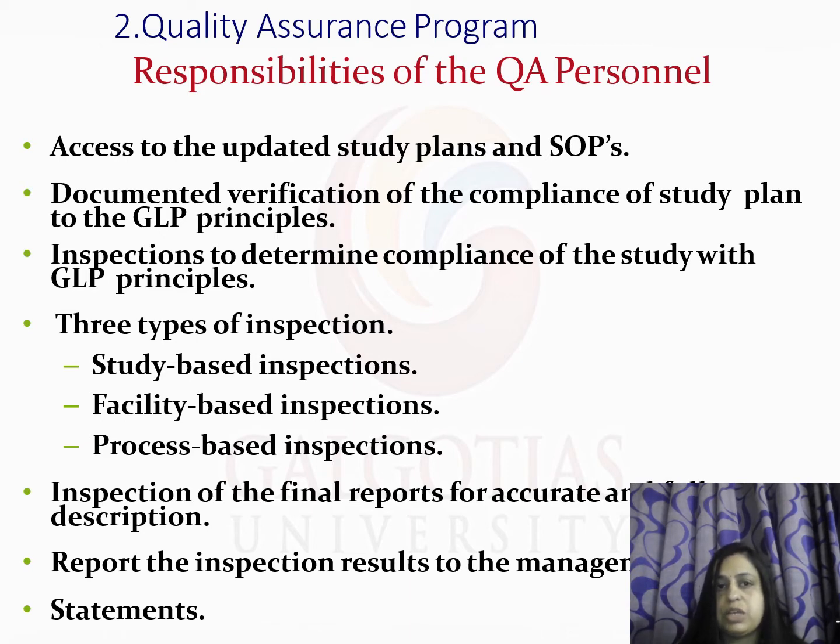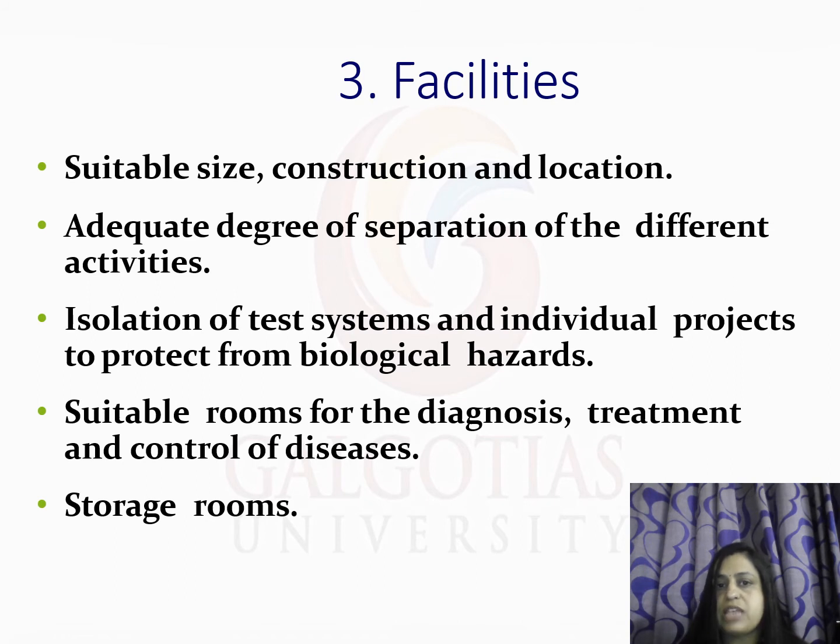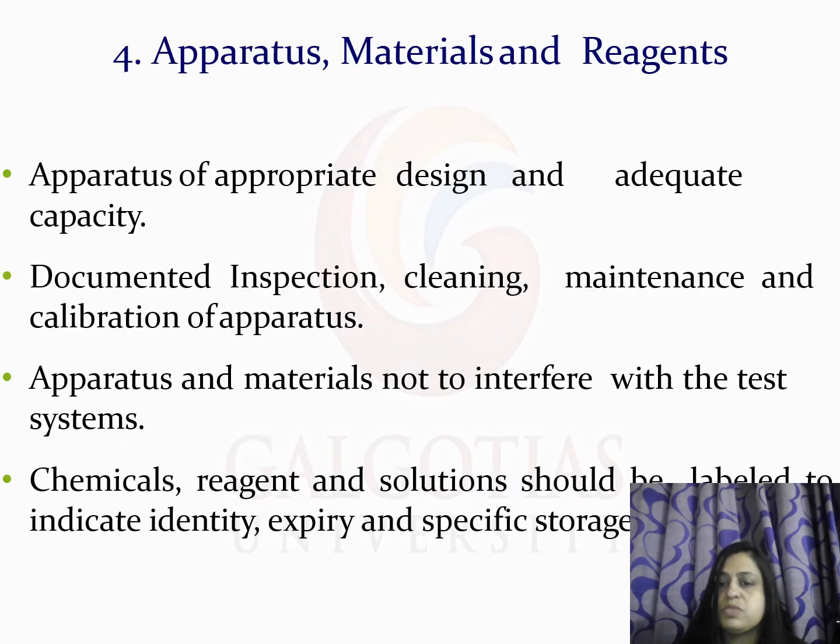Then facilities: suitable size, construction and location, adequate degree of separation of the different activities, isolation of test systems and individual projects to protect from biological hazard, suitable rooms for diagnosis, treatment and control of disease, and storage rooms. Then apparatus, material and reagent: apparatus of appropriate design and adequate capacity, documented inspection, cleaning, maintenance and calibration of apparatus, and material that does not interfere with the test system.